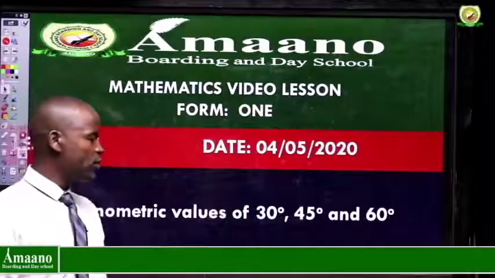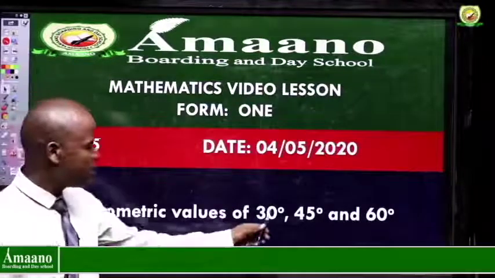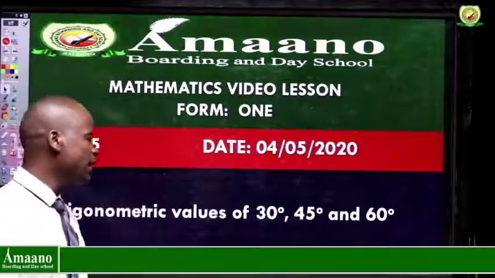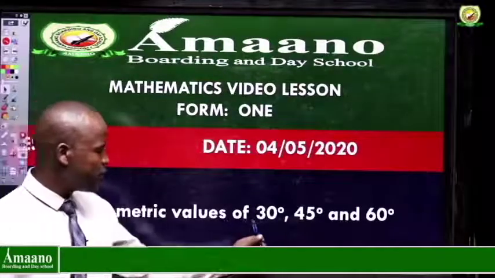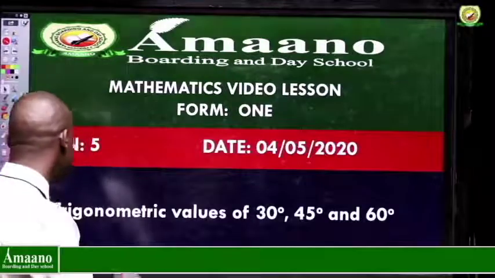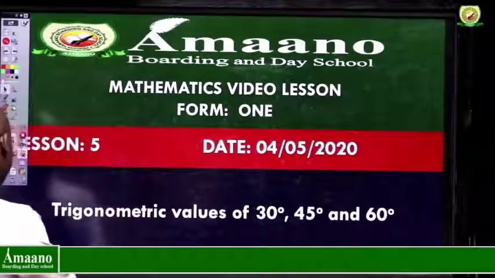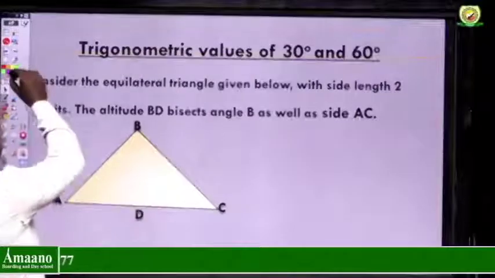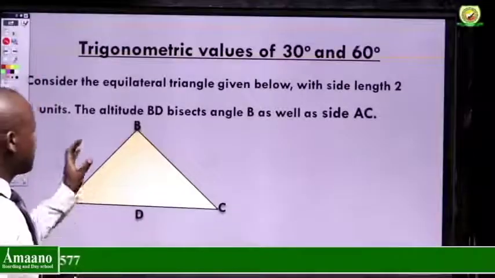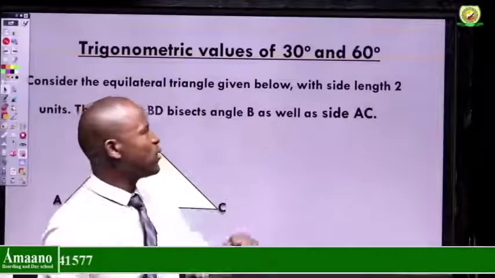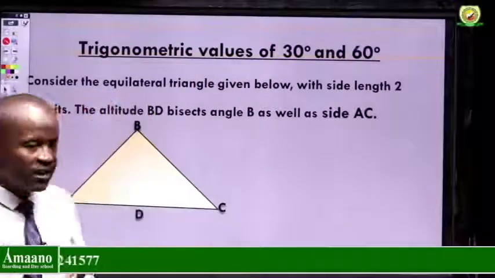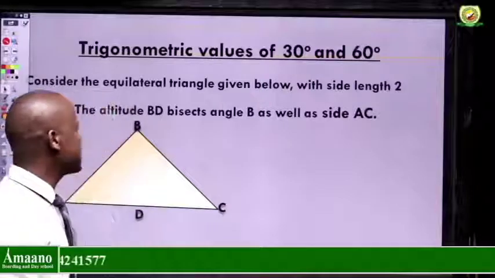In the first video we saw sine, cosine and tangent of a 45 degree angle. Now in this video we'll see sine, cosine and tangent of 30 and 60 degree angles. Okay, now look at this triangle. Using this triangle we'll find the values of tan, sine and cosine of 30 and 60 degrees.